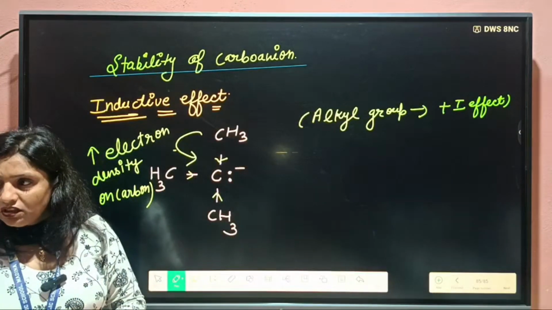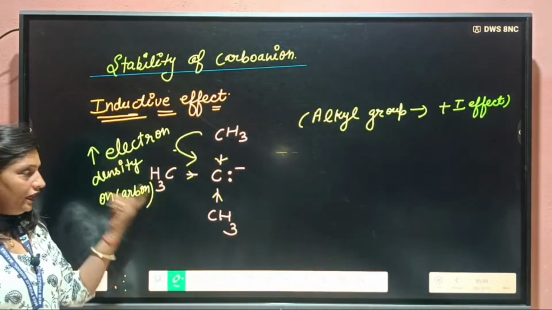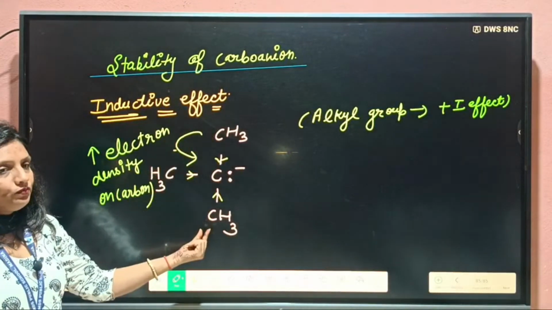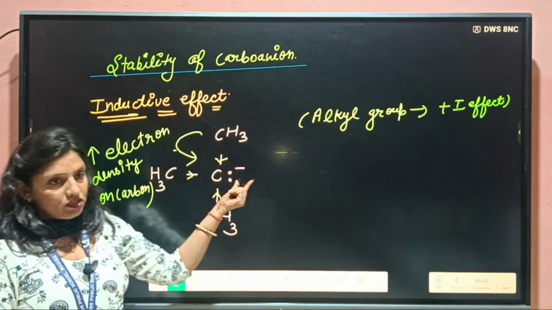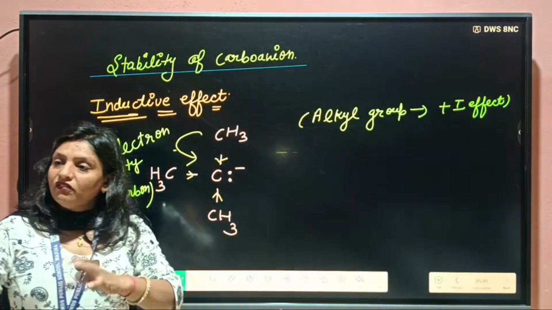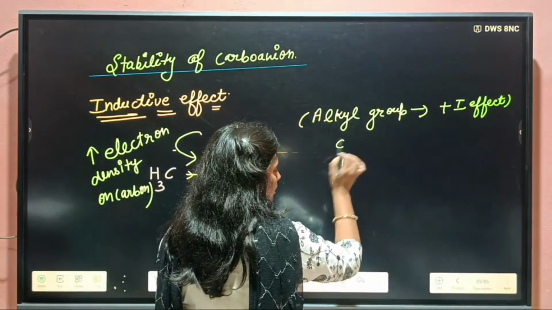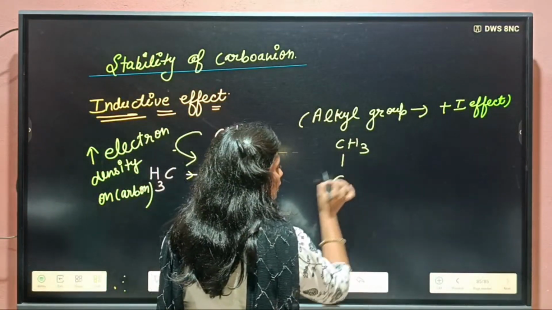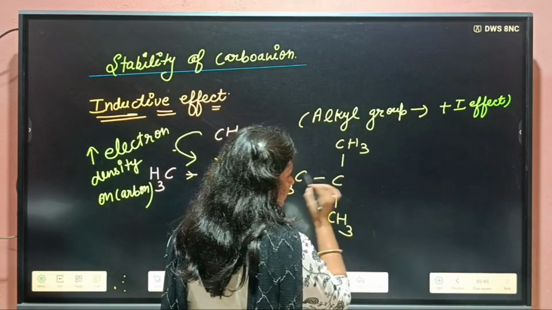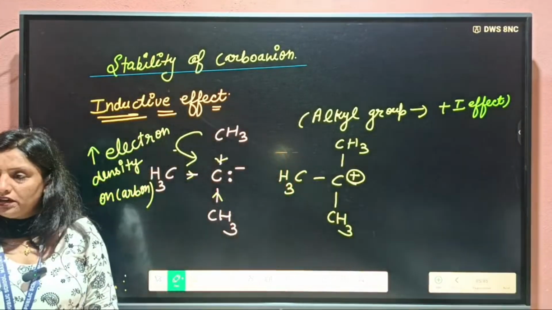Any doubt in this? So students, here the merged electron releasing groups are making it unstable. But in reverse, when we were discussing carbocation, try to understand. I am going to compare now.